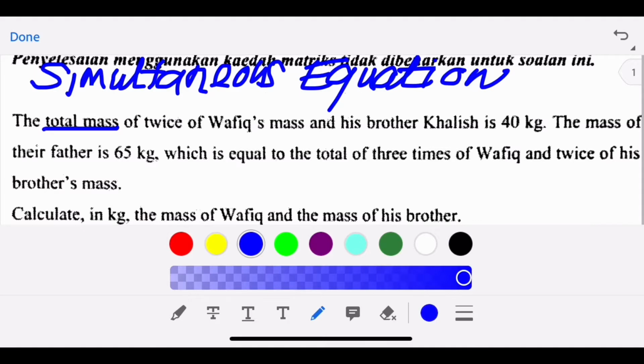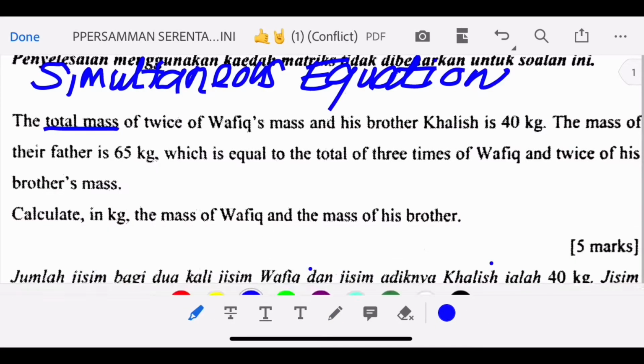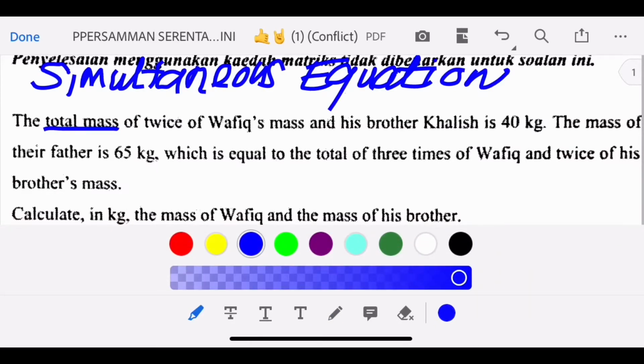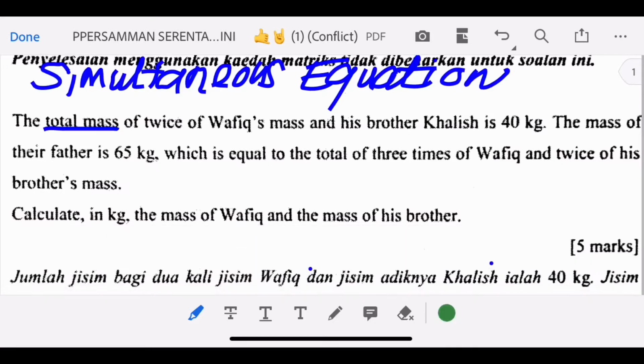Wafid's mass, because this is simultaneous equation, we let Wafid's mass as x. You can let any unknown you like, but we usually use x to represent Wafid's mass, and for his brother Kalish, we will use another unknown. Maybe you can use y. Maybe some of you like to use w as Wafid's mass and k as Kalish's mass. It's okay, no problem, up to you.